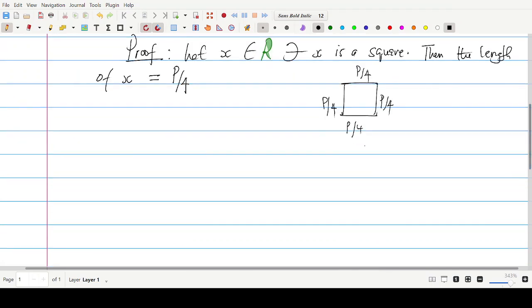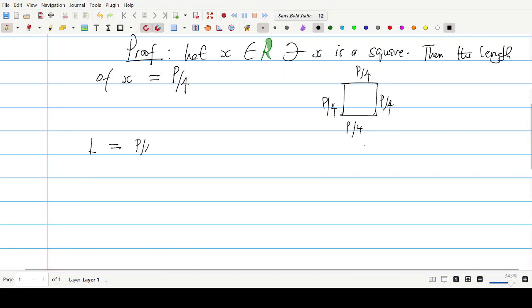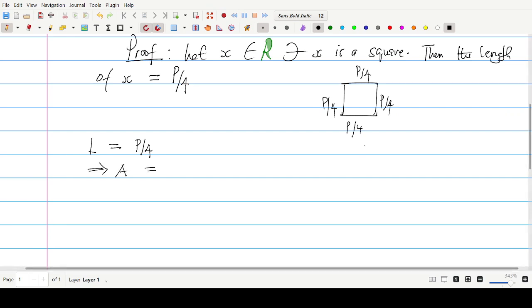So we can now say, in this case, the length of the square is equal to P over 4. Now we are much aware that the area of a square is equal to length squared, and that makes it P over 4 all squared. And that will give us P squared over 16, all right? So you can see that.